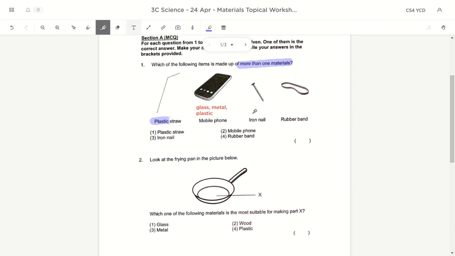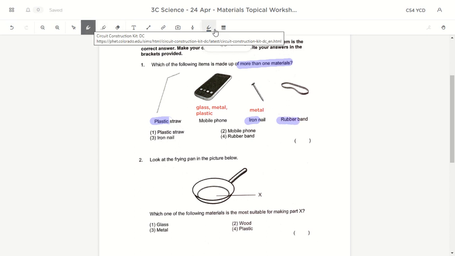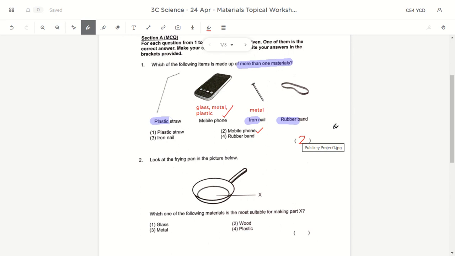After that, iron nail only one material, which is iron, which is a metal. And then rubber band, only one material, which is rubber. So you realize that the only item here that's made of more than one material is your mobile phone. So answer is mobile phone. Answer is 2. Right? Okay, let's look at the other one.